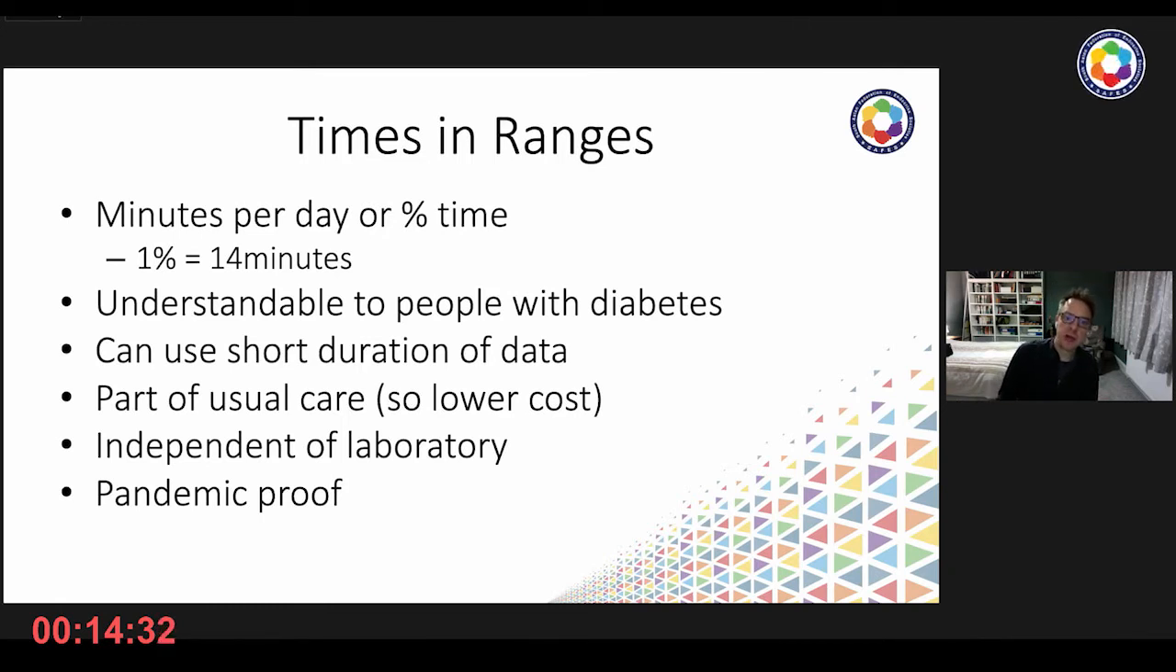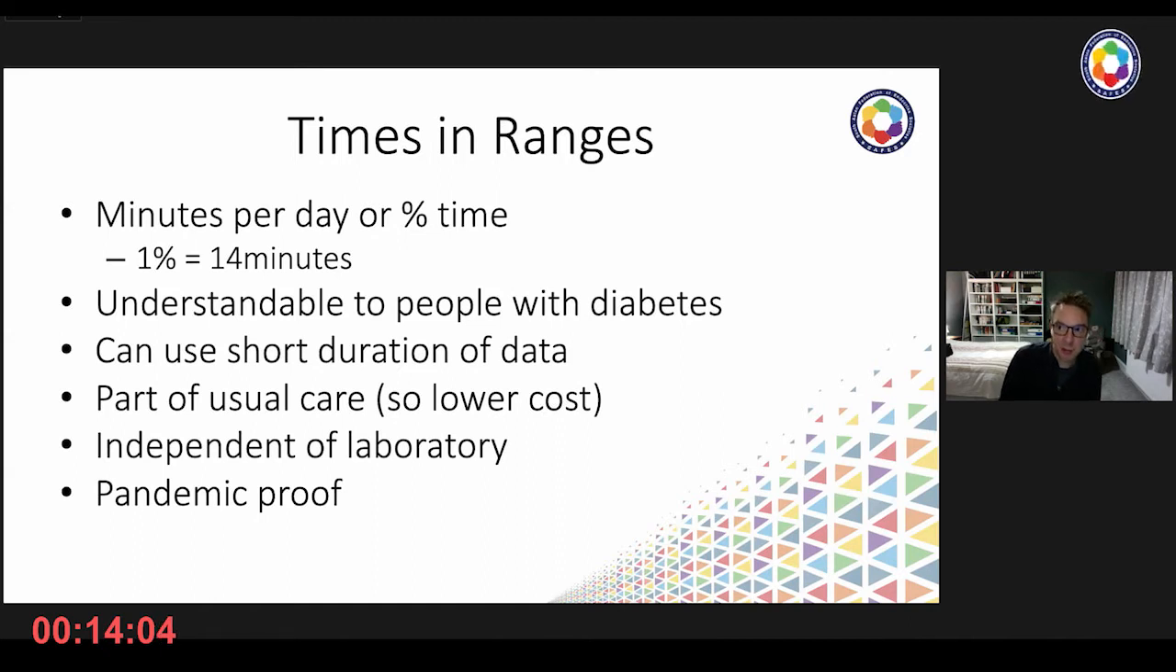Because we're looking at time in range, we can use a very short duration of data. So we could report time in range for one single day, and that's much more attractive than waiting 120 days for an HbA1c. And because we're using routine measurement of glucose either by finger prick or by continuous glucose data, they're a part of usual care, so hopefully represent a lower cost. They're independent of the laboratory, and I promise this is the only time I'll mention it.